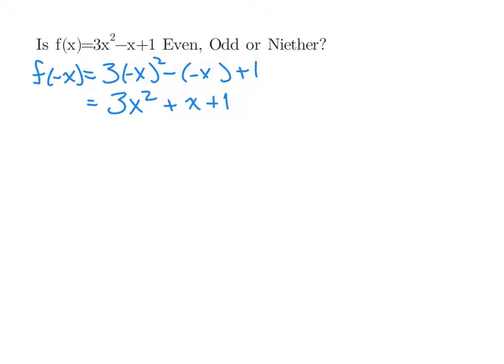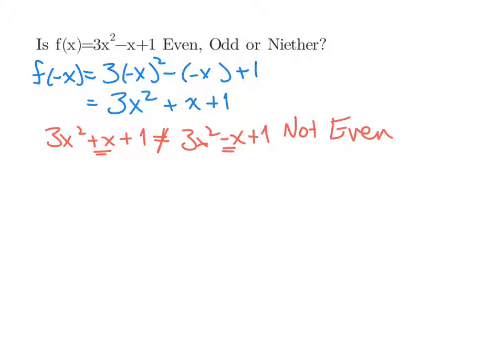Now we have to make that comparison back to our original function. So I want to look at 3x squared plus x plus 1, and my original function, 3x squared minus x plus 1. And I want to know, are these two the same? Obviously they're not, because in my second term, those are opposite. So these are not equal to each other, which means the function is not even.